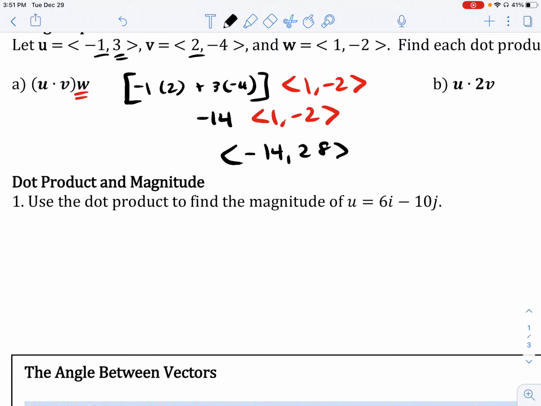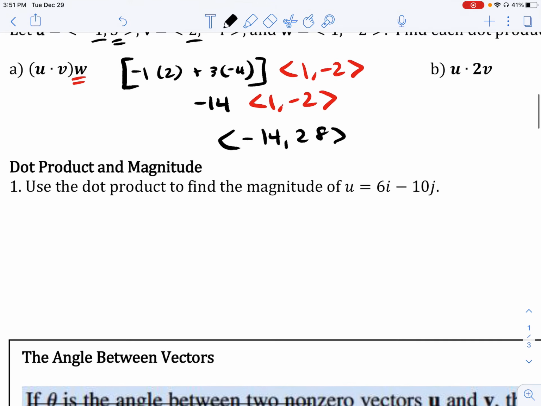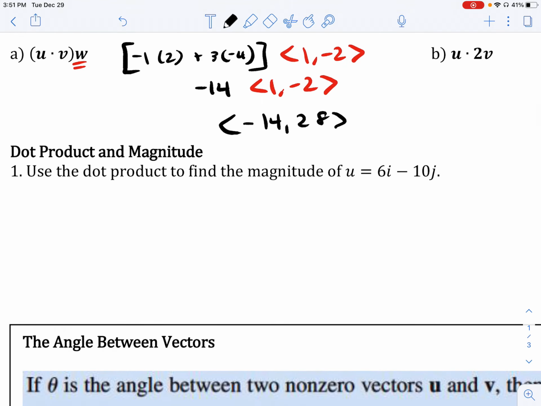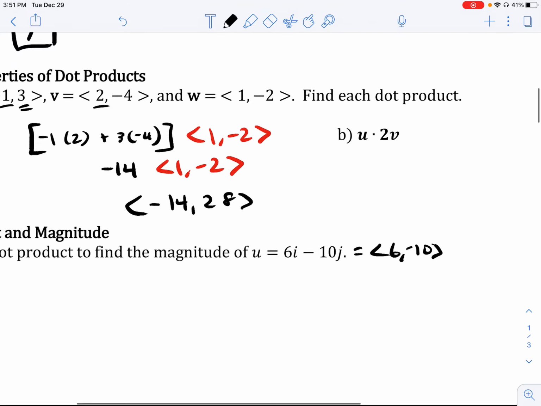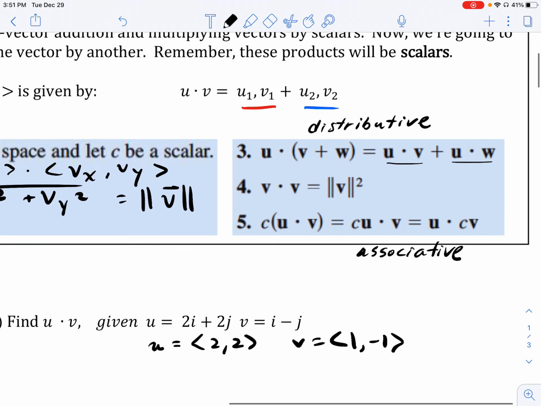Let's now try a problem where we're going to use the dot product to find the magnitude of this vector u. This vector u is written in standard form right now. If I were to write this in component form, I would write it as the following. We already know how to find the magnitude of a vector, but we want to use the dot product to find the magnitude of this vector. This is essentially us leveraging property number 4 back up here.